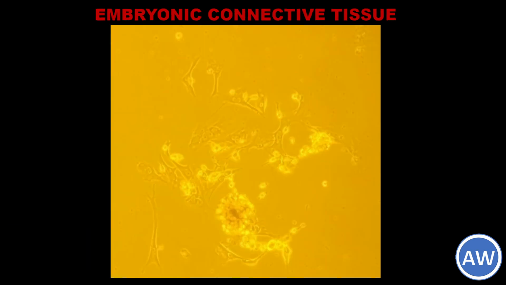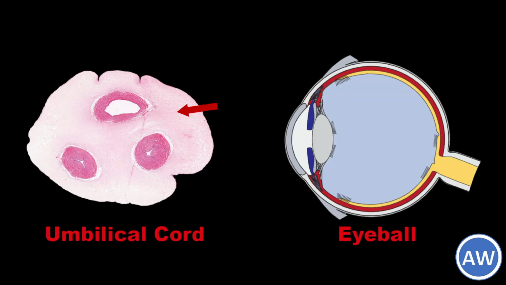The last but not the least is the embryonic connective tissue. The embryonic connective tissue resembles the mesenchymal tissue or mucous connective tissue, which is loose and irregular connective tissue. Now, this type of connective tissue is found in the umbilical cord of a newborn, and also it can be seen in the vitreous of the eyeball.